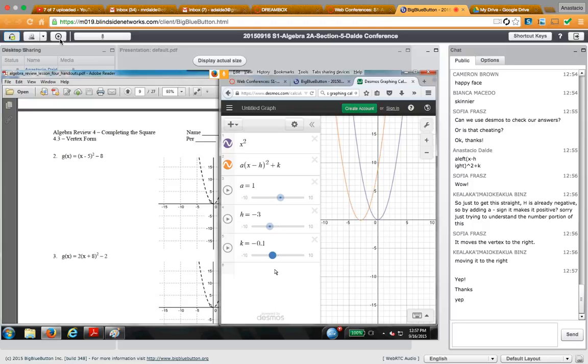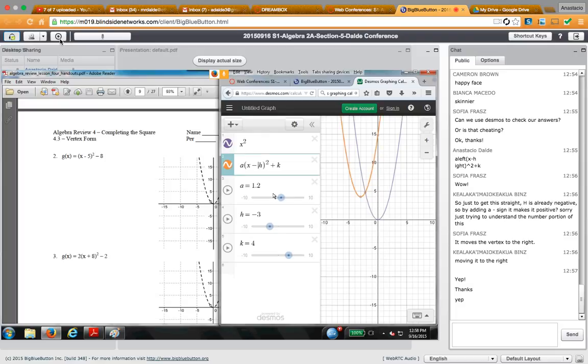And then as I mess with this thing right here, the a, it gets skinnier when the number gets bigger. It gets fatter when the number gets to be a decimal. And it gets negative when the number gets negative. Goes upside down. Does that make sense?